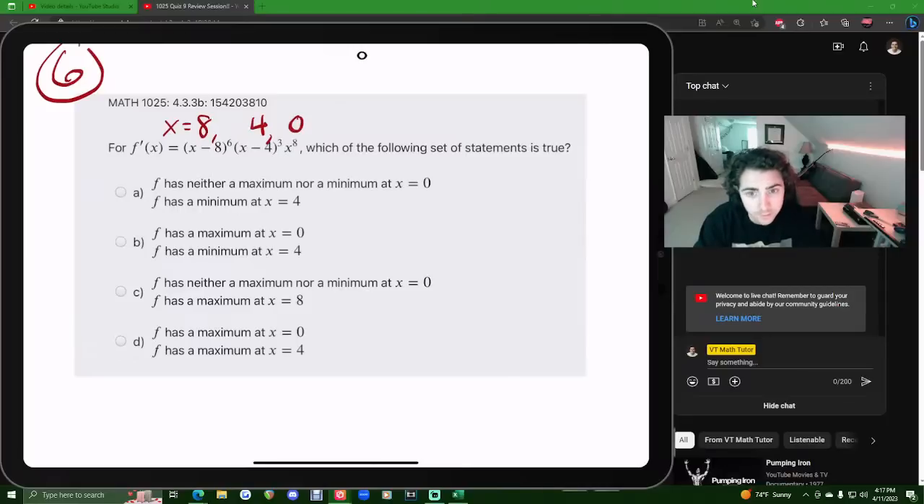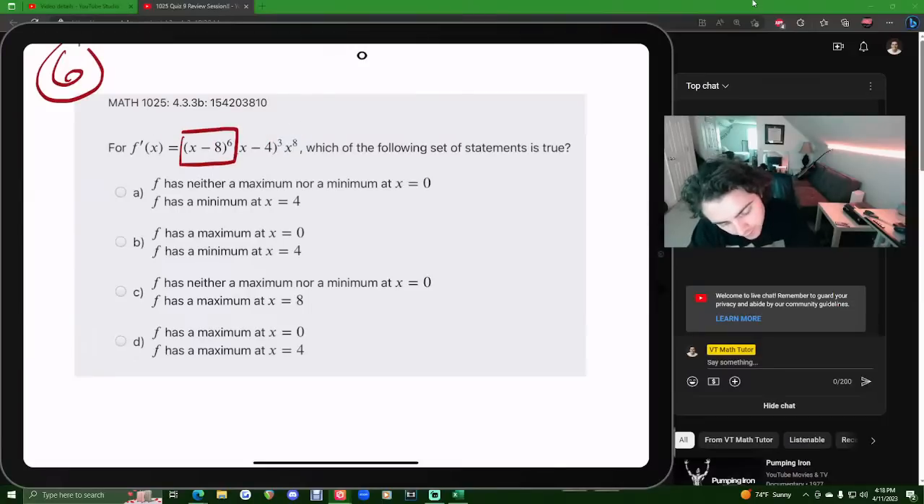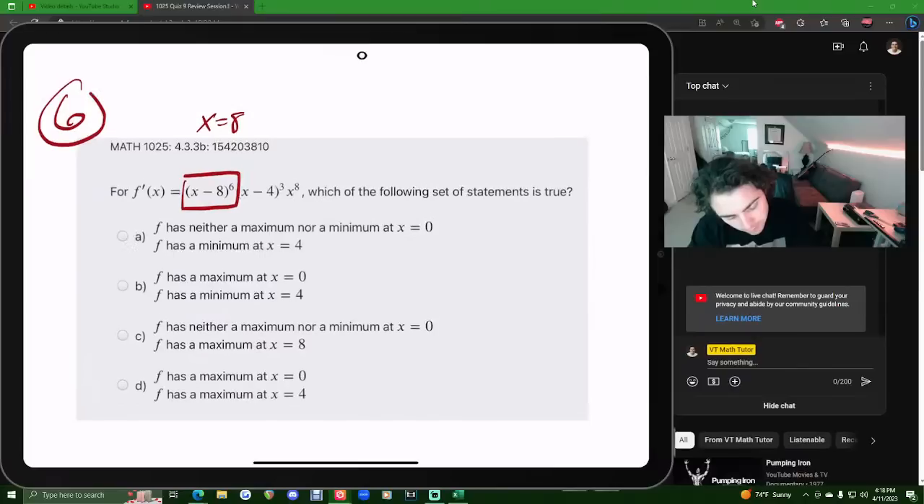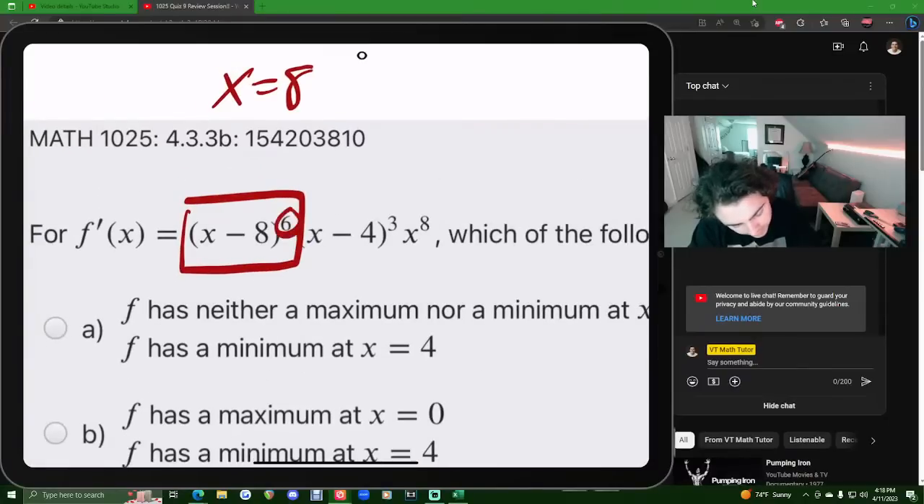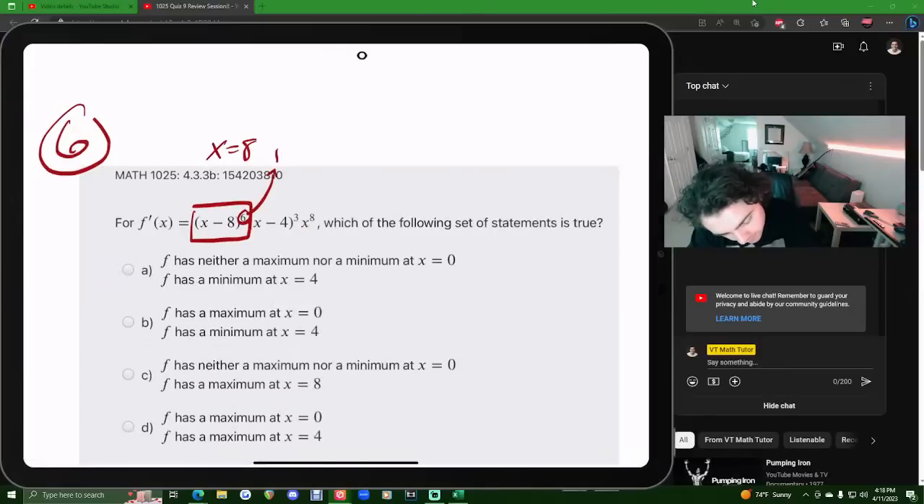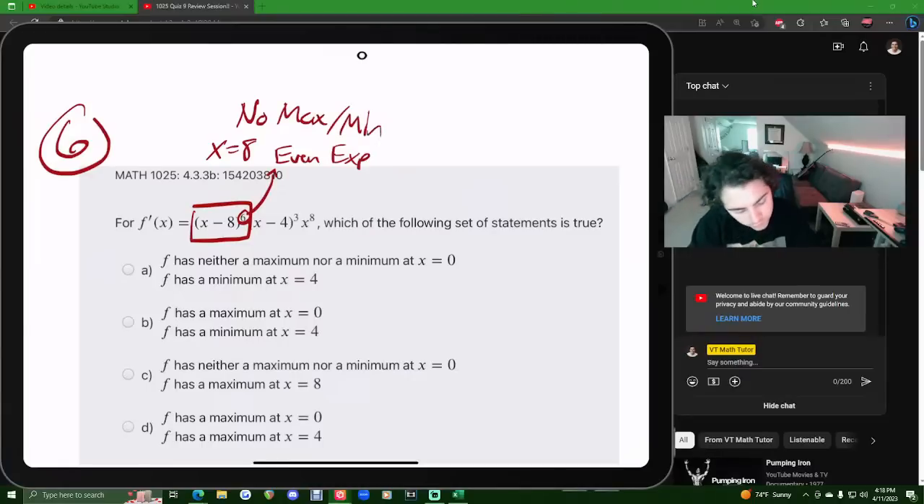But sometimes, even if they're x values that make f prime equal to 0, they might not always have a max or a min. And so let's talk about what I mean. If we look at this first factor, and we know that gives us x equals 8, but we notice that its exponent is 6. An even exponent results in no max or min. And we'll talk a little more why in just a moment.